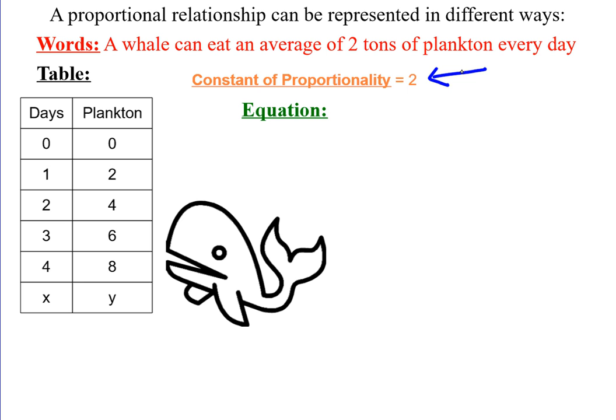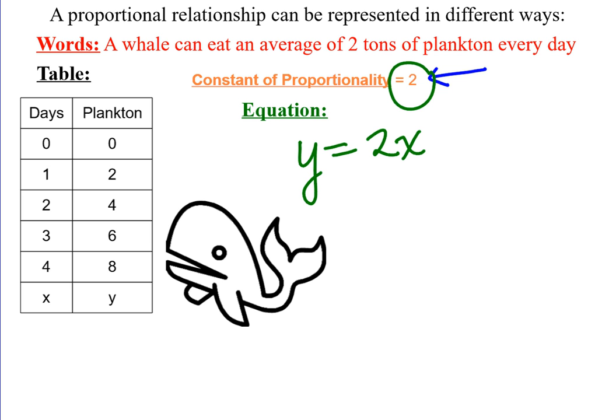This equation will help anyone, if we started there, put in any number of days, 100 days, 200 days, 450 days, to find out how much plankton this whale has eaten after so many days. So we know that the dependent variable depends. So y depends on, that's what that x is telling us. Y depends on what is happening to the x. And we said this constant of proportionality, we're multiplying every independent variable by 2. Well, there's our equation, y equals 2x.